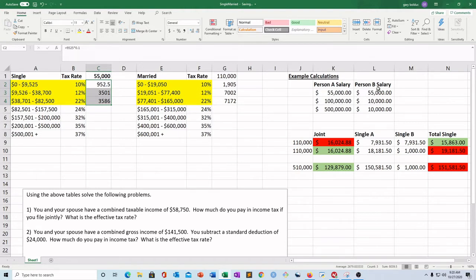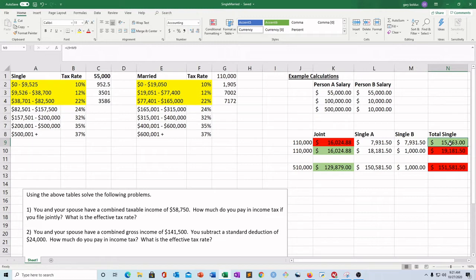Well, person B is exactly the same because they make the same, so I duplicate that here. And so if we are together, and we're going to pay together, but we decide to file separately, pretending we're two separate people, we file our taxes, we'll each pay this amount. But then if we total that together, we end up having to pay $15,863. What do we notice? That is less money than filing jointly. So if all else is equal, it is better for us to be able to file separately than together in this first scenario. Saves us a little bit of money to file separately.